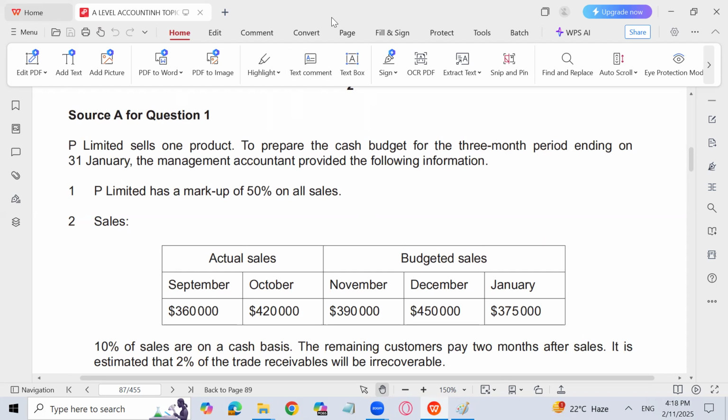So we'll start this. P Limited sells one product. Prepare the cash budget for the 3 months period ending on 31st January. The management accountant provided the following information.